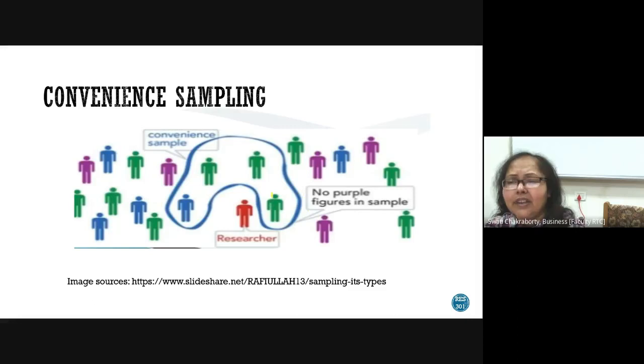See this convenience sample, right? Here there are different colors, but when the researcher is actually picking up the sample, there are no purple ones, because it's difficult for the researcher. You see the three green and the blue are close by, so they pick them up. The purple is far off, so it's as per the researcher's convenience, easy to attain data.